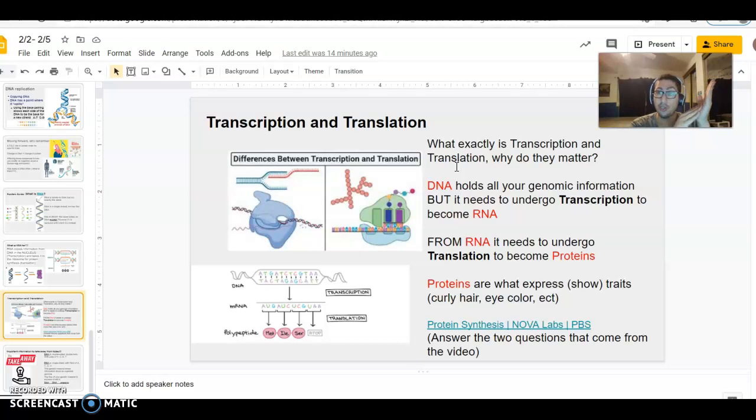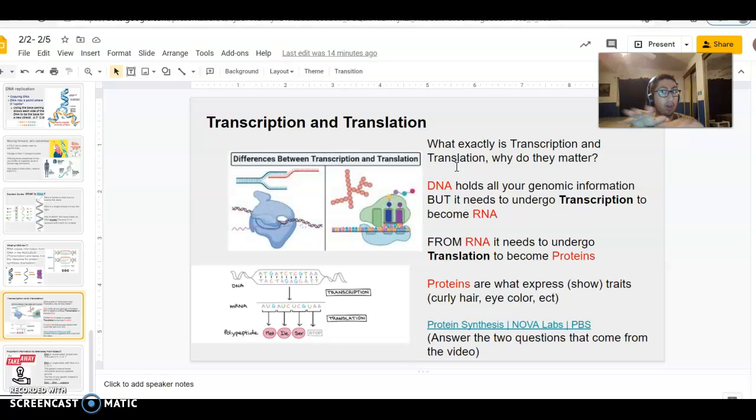So it's going to undergo transcription, right? So it's like writing it down, and it becomes RNA, right? And then from RNA, you need one more step before it can become a trait, proteins to start going to traits. It needs to go to translation. So it's like DNA gets written down into RNA through transcription, and then RNA gets translated into proteins.